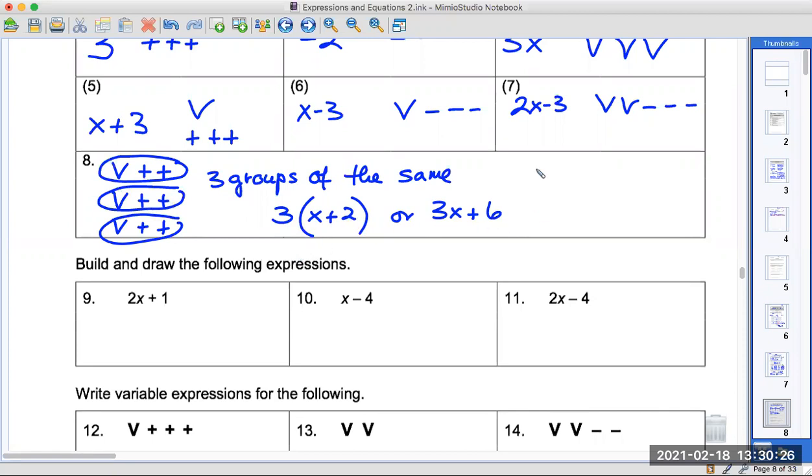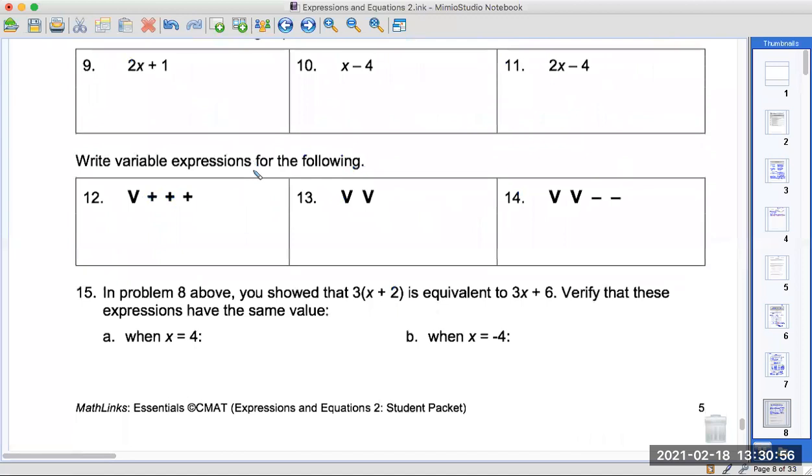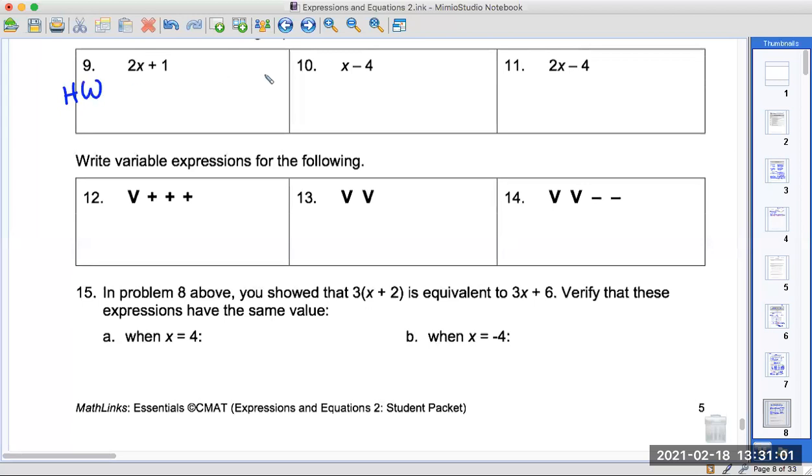Okay. So the distributive property, 3 times x plus 2, when you multiply it out, remember the little bows, is 3 times x plus 3 times 2, which is 6. See how they're the same. Okay. Number 9, I'm going to make that your homework. You're going to build and draw, same as above. So you're going to do homework here and homework here.